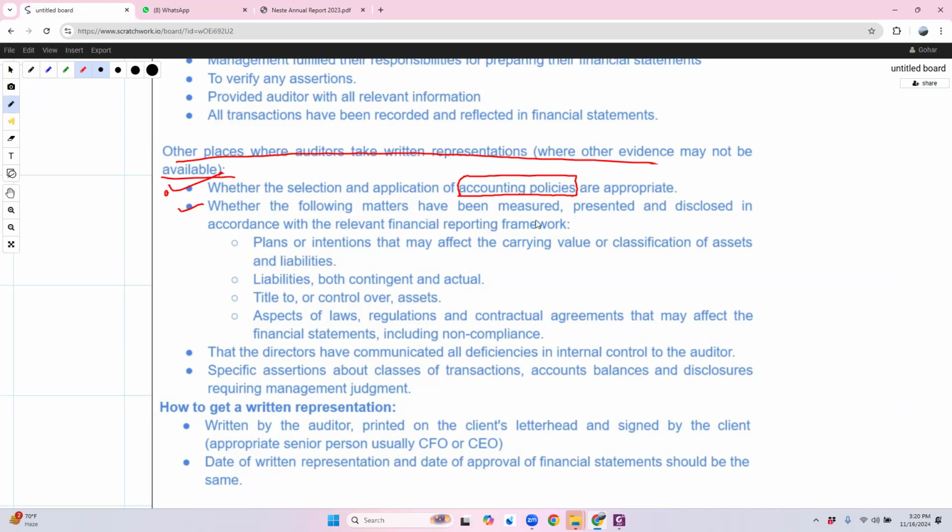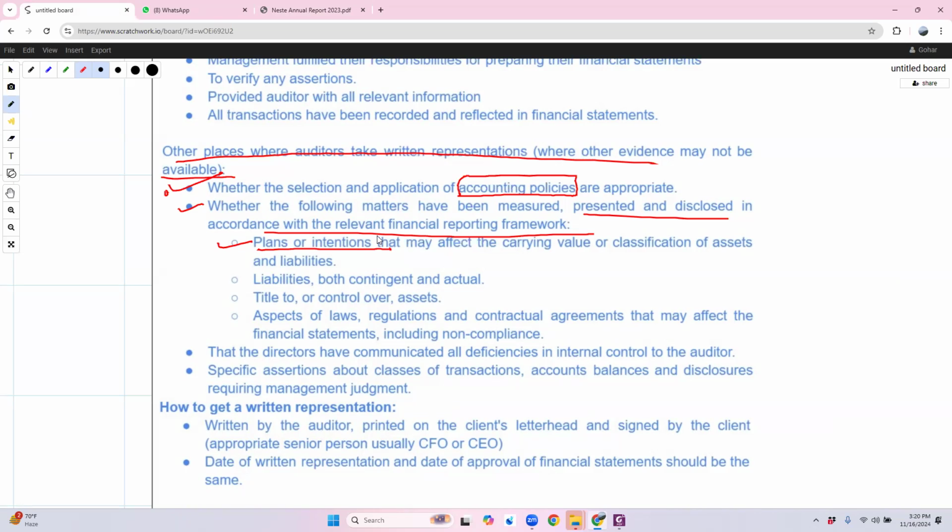The second thing: whether the following matters have been measured, presented, and disclosed in accordance with the relevant financial reporting framework. So, what are the plans of the management regarding the company? For example, the company is going really great, making healthy profits, and the cash flows are amazing. So you would say the company is a going concern. The financial statements are correctly made, but the management, the audit committee, and the board have not told you that next year we are closing the company down. We don't know why. So then the company is not even a going concern anymore.